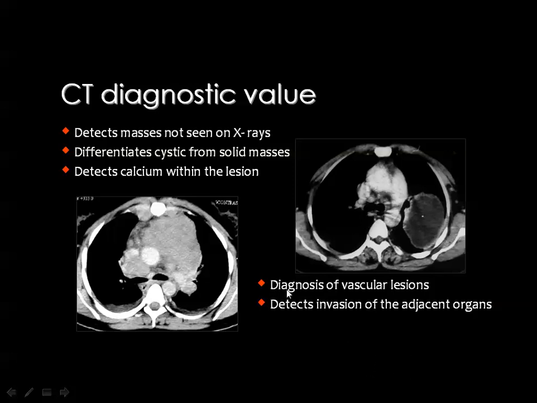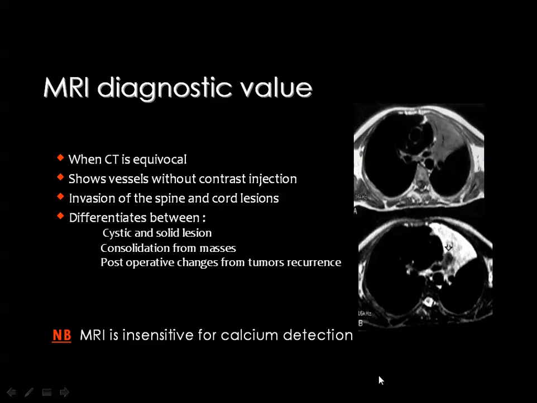Also, CT, especially CT angiography, is able to diagnose vascular lesions like aneurysms, arteriovenous malformations, and so on. And CT detects invasion of the adjacent organs, like invasion of the superior vena cava, for example, by invasive thymoma, as an example. Then the role of MRI.